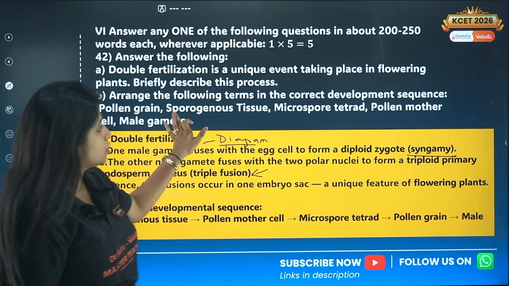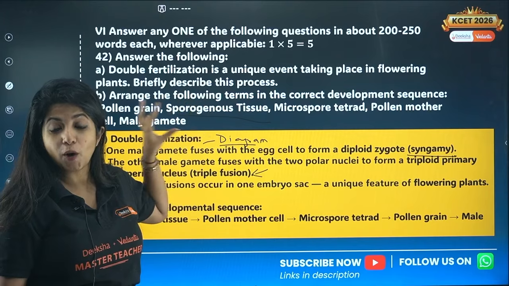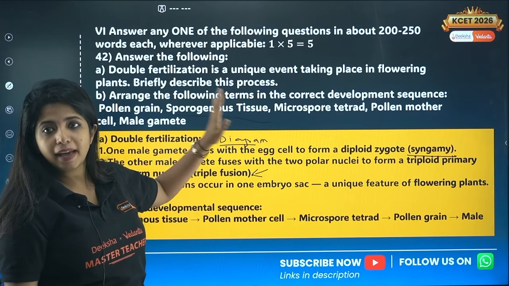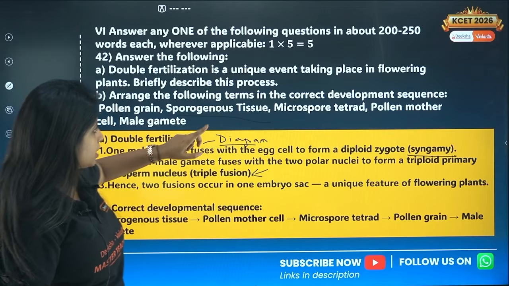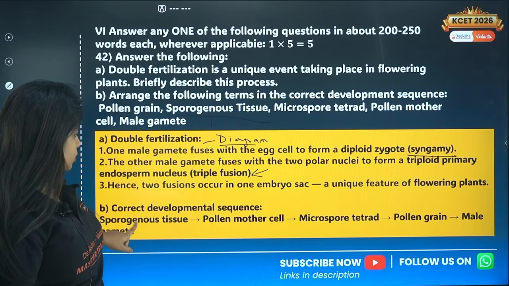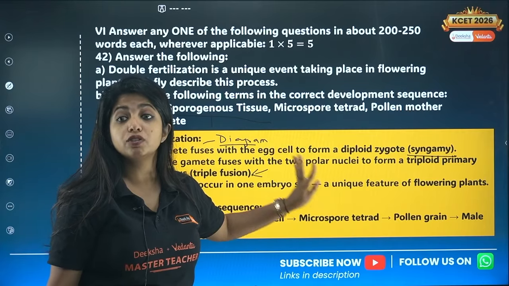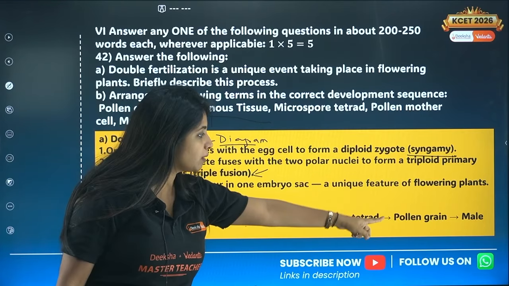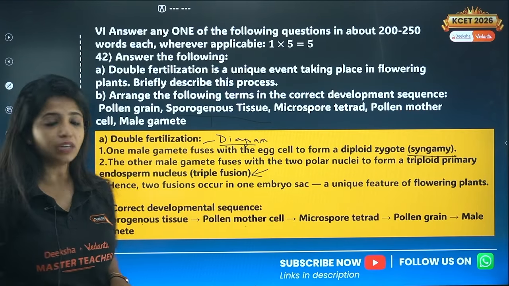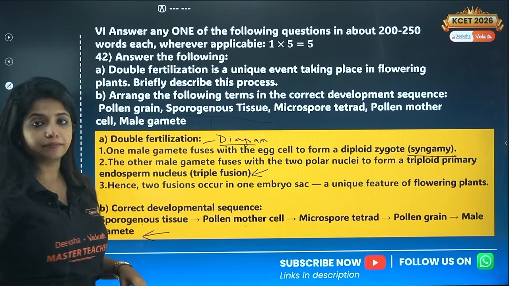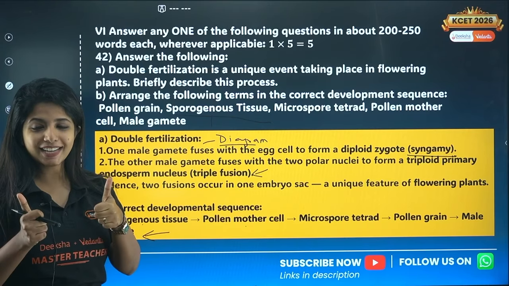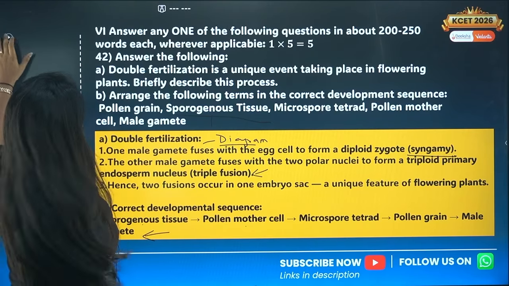So first thing, sporogenous tissue, my dear children, because they have all the microspore mother cells. The microspore mother cell or the pollen mother cell will be the second thing. So sporogenous tissue first, then pollen mother cell. Then the pollen mother cell undergoes division, giving rise to microspore tetrad. Each of them gives rise to pollen grains, and the pollen grains have the gametes, the male gamete. Cool. Works? Fine. Now, next.